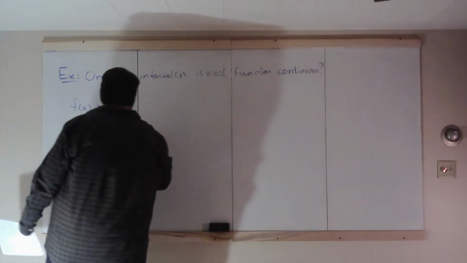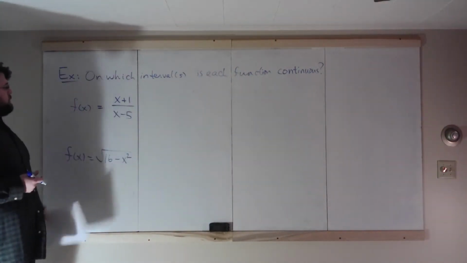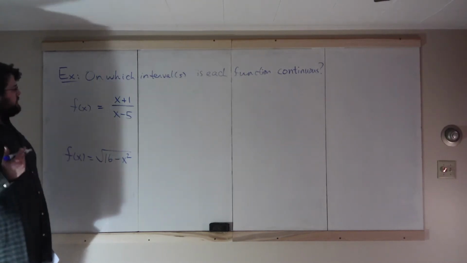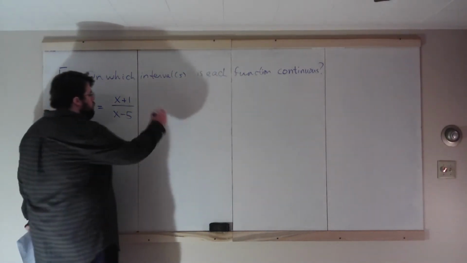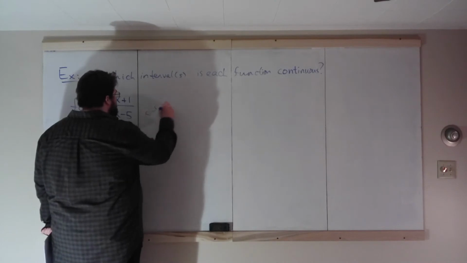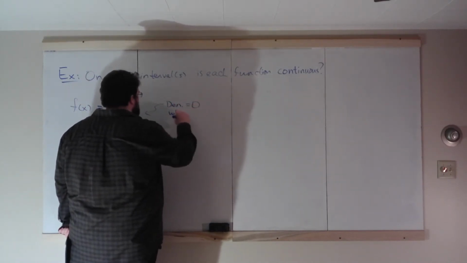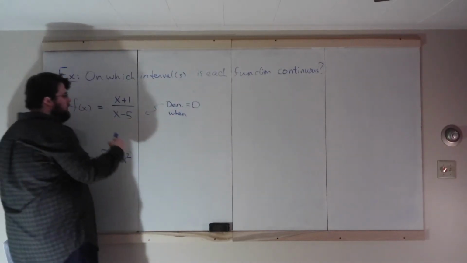So right here we just have to find the domain. Well, this is a rational function. A rational function's domain is everywhere where the denominator is not 0. So where is the denominator 0? So denominator equals 0 when what? When x equals 5.